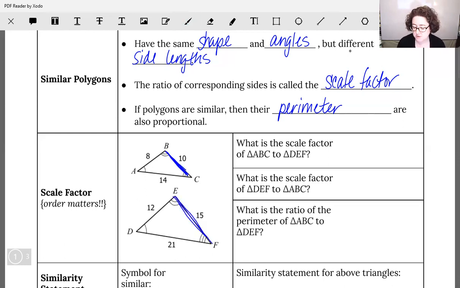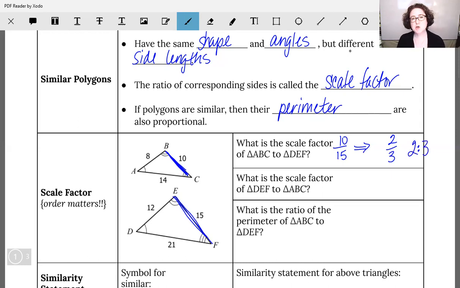So if I compare those two sides, the 10 and the 15, to do the scale factor, we always want to reduce our fractions. What's our common factor between 10 and 15? We could reduce out a 5. So we would take that down to 2 over 3, or we could also express that as 2 colon 3.